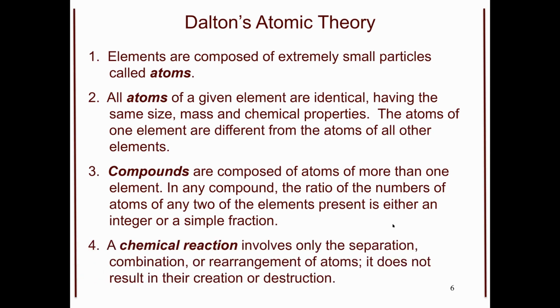And finally, a chemical reaction involves only the separation, combination, and rearrangement of atoms. It does not result in their creation or destruction. This was predominantly true up until about the early 1940s, in which we started doing atomic chemistry. So all of the reactions that we are going to do are going to be talking about separation, combination, and rearrangement of atoms. Once you get to Chem 120, then we can start talking about nuclear chemistry and what it takes to break an atom, how we can have different types of radiation. But for the most part, this still holds true with a little exception here and there.